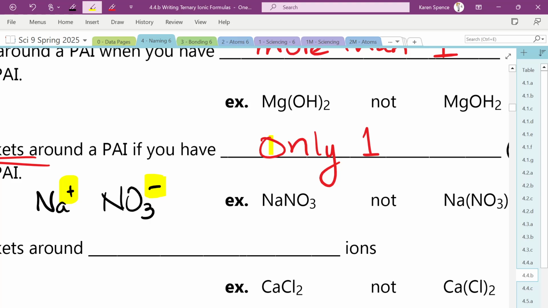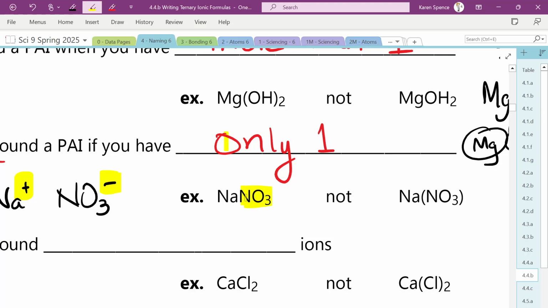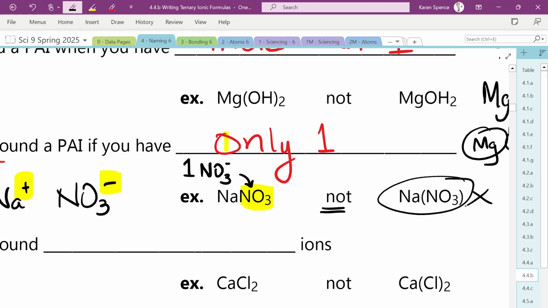So those charges balance out. We have a positive one and a negative one, so we just need one of each. So our formula is NaNO3, but we only have one NO3. So we do not use brackets. It would not be this. This would be wrong. Okay? If you write brackets, you should have a number on the outside of the bracket. If you write brackets and you don't have a number on the outside, then you've not used brackets correctly. Okay?